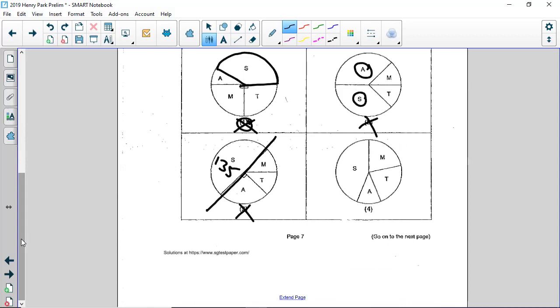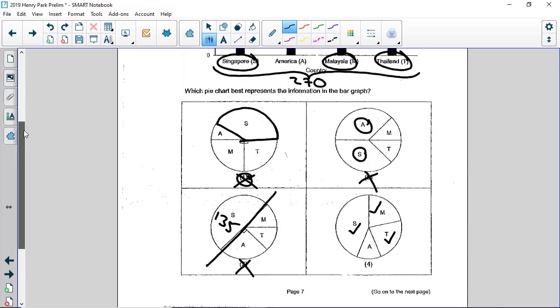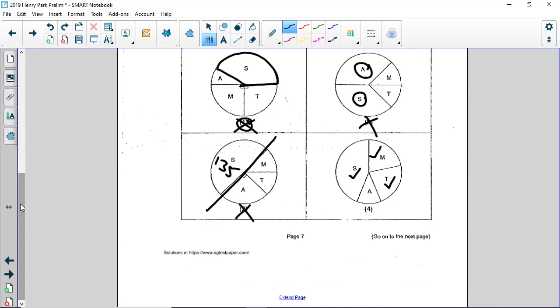So then what is the answer? Now, if you look carefully, Singapore is the most, right? So it has the biggest part. And then Malaysia and Thailand, they are equal, right? So the 2 parts must be about the same size. And then America is the least, right? So America must have the smallest part. So your answer has to be number 4. Did anyone get tricked? So the answer is number 4. Got to be careful. When you do your exam, prelim or PSLE, you cannot be too quick. You have to read carefully first, because sometimes it may be quite easy, but it can be tricky.